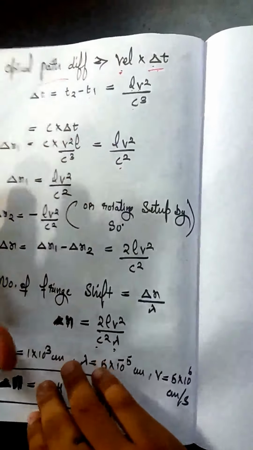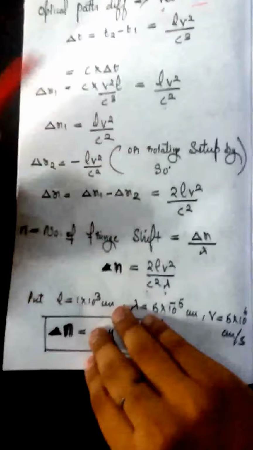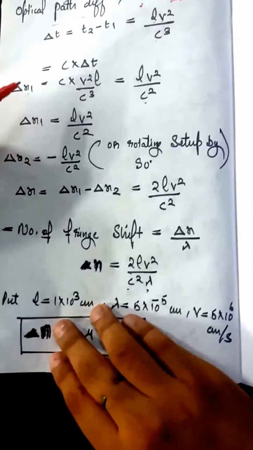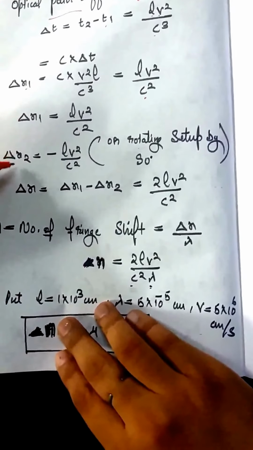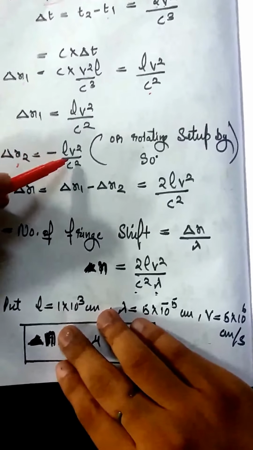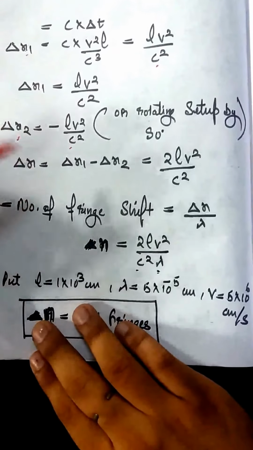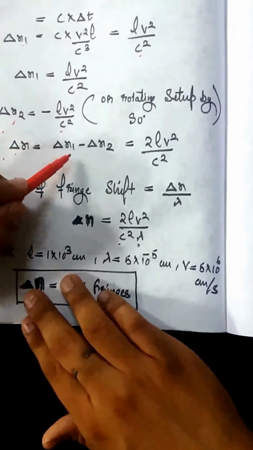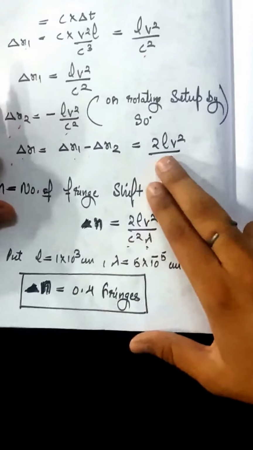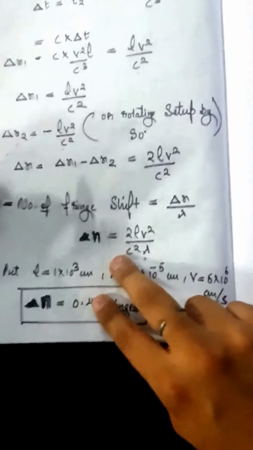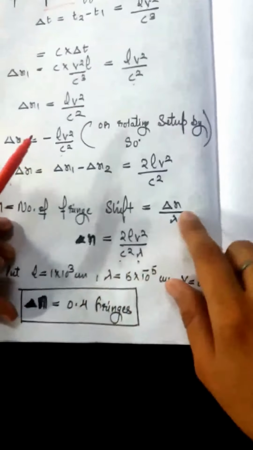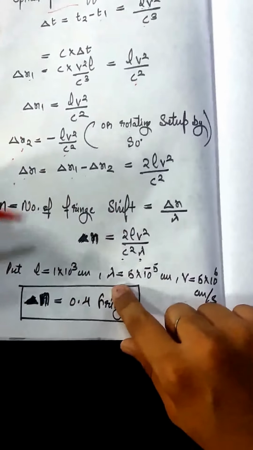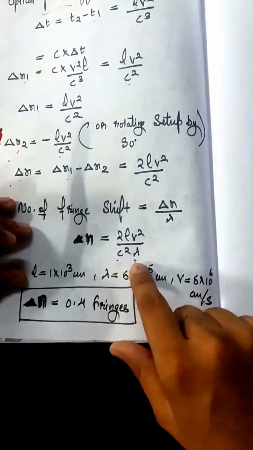Now we will rotate our whole apparatus by 90 degrees. When we rotate the apparatus by 90 degrees and perform all the above calculations, the path difference will be found to be minus L v square upon c square. So the actual path difference between these two cases, angle 0 degree and 90 degree, will be del x1 minus del x2, which comes out to be 2L v square upon c square. The number of fringe shifts will be del x upon lambda, where lambda is the wavelength of the monochromatic light used. So it will be 2L v square upon c square by lambda.